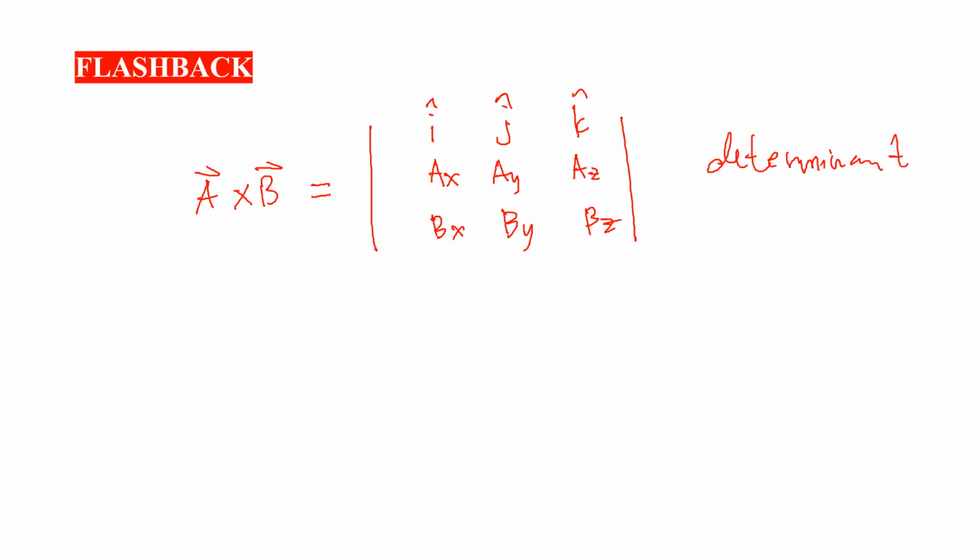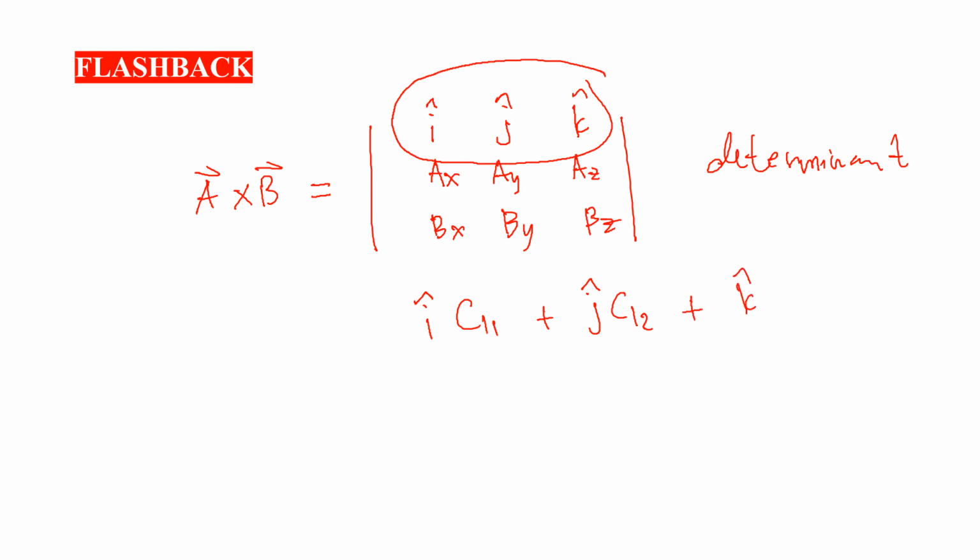So we got the determinant by using your first row, and the rest is history. You can verify that what we did was to find the cofactors. So let's say for example, for this case here, you have i hat times the cofactor C11 plus j hat times the cofactor C12 plus k hat times the cofactor C13.